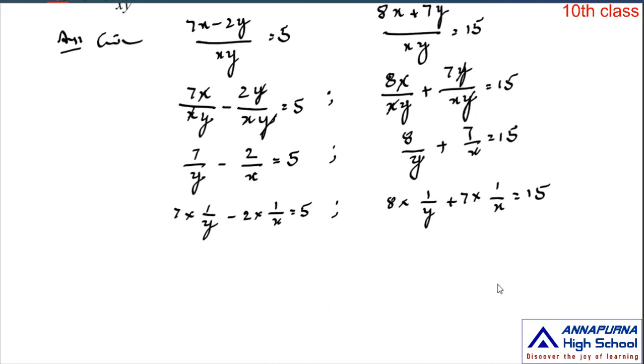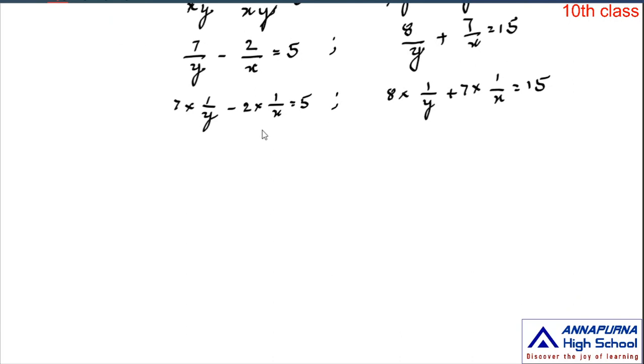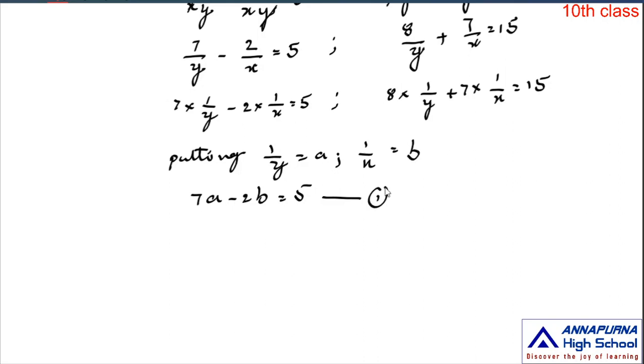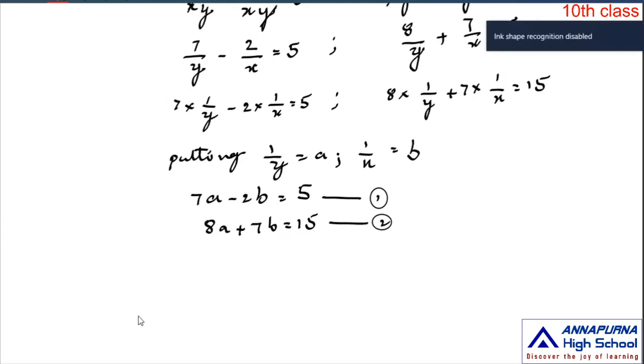Now let's take this 1 by y and 1 by x as a and b. Putting 1 by y is equal to a and 1 by x is equal to b, the two equations change to 7a minus 2b is equal to 5. This is the first equation, and 8a plus 7b is equal to 15. So this is the second equation.